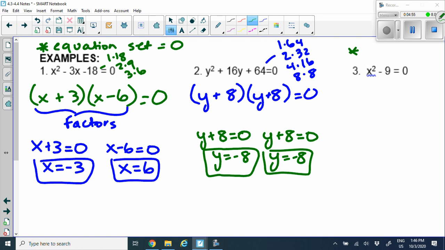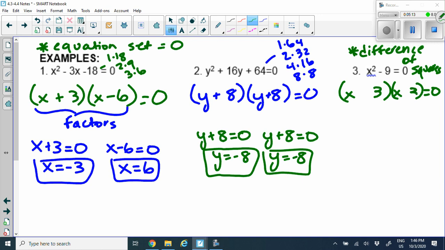So this is a difference of squares. Okay? So when we factor, we're going to have our two sets. We have x and x. What is the square root of 9? That's going to be 3. So remember, when we do this, we have 1 plus and 1 minus. And remember, the order does not matter here.